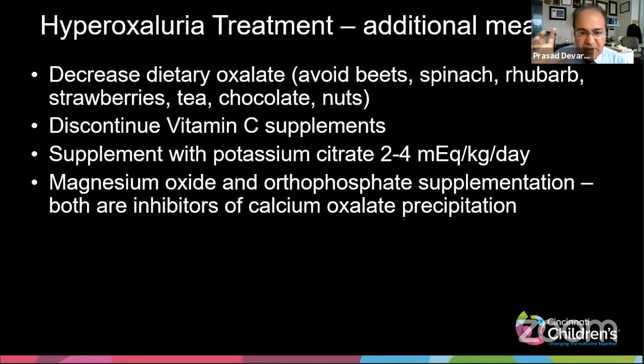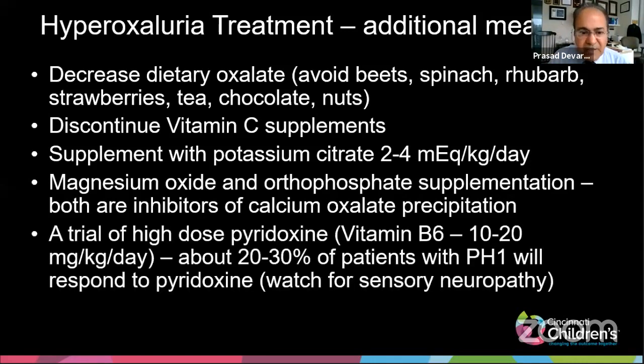So the combination of potassium citrate and magnesium oxide helps a lot in these patients to prevent ongoing calcium oxalate deposition. And we always give them a trial of pyridoxine, which is vitamin B6, and we use huge doses, not the usual vitamin B6 dose. We use 20 milligrams per kilo per day. And the reason for that is 20 to 30% of patients with PH1 will respond just to pyridoxine and will stop the progression of kidney failure. We do have to worry about sensory neuropathy in these patients.